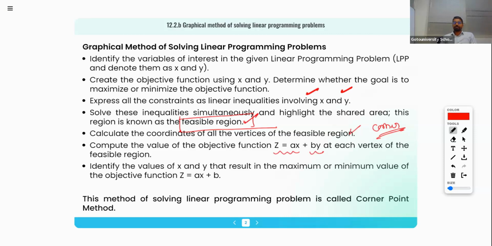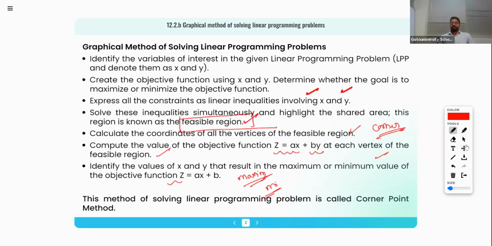Compute the value of the objective function z equals ax plus by at each of the vertices of the feasible region. Then identify the values of x and y that result in the maximum or minimum value of the objective function. So it's maximization. Usually we look at the profit part. Minimization usually comes for expenses or losses, right? This method of solving a linear programming problem is called the corner point method.